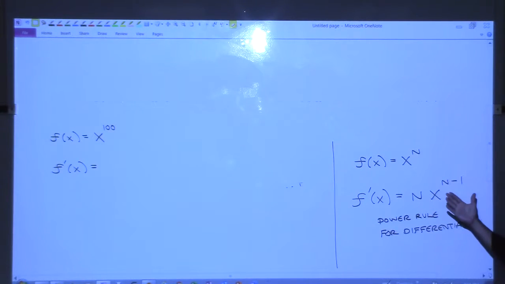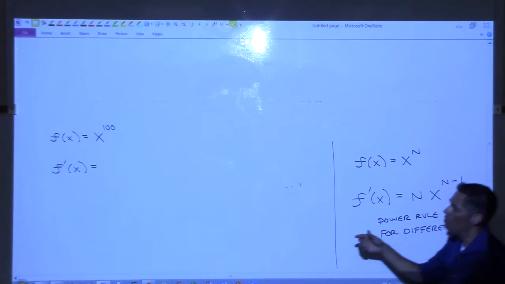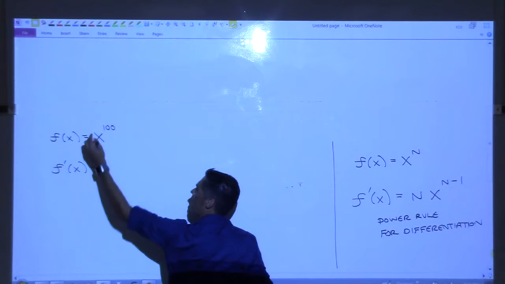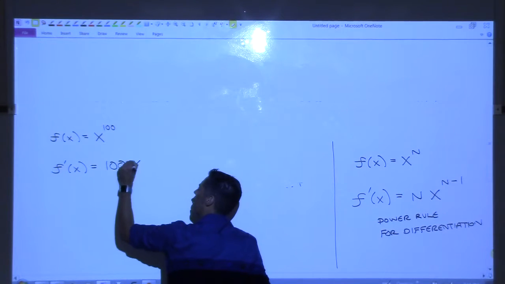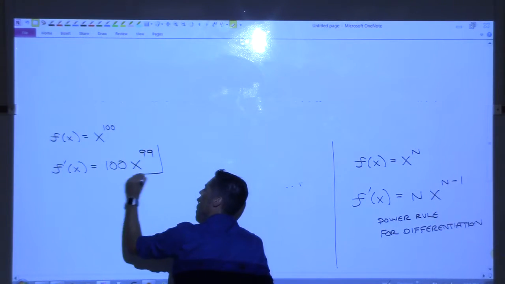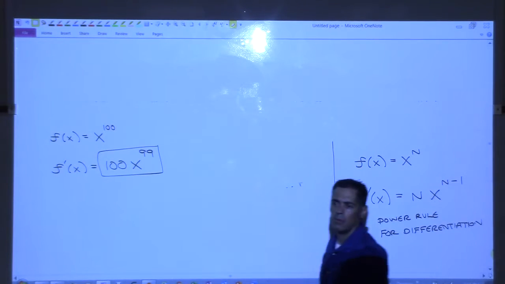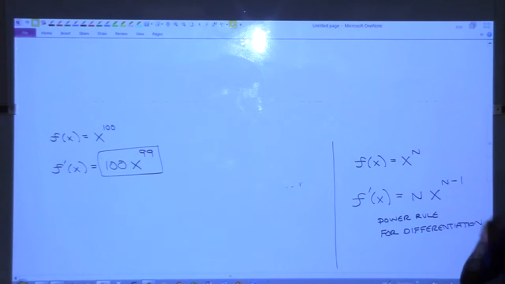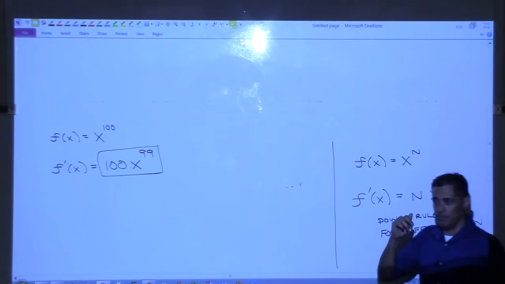So essentially what happens in this formula is whatever the power is actually winds up being the number in front, right? And then the power just comes down by 1. So I'm just going to take this 100, pull it out front, 100, x to the 99, and I'm done. That's a heck of a shortcut, isn't it?